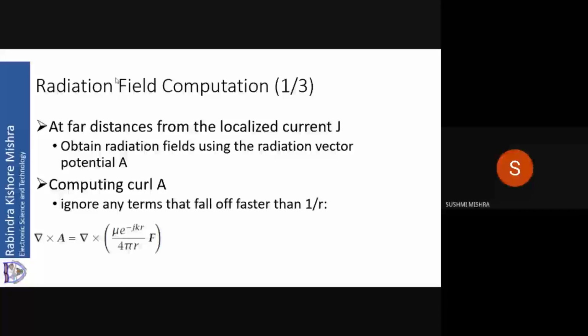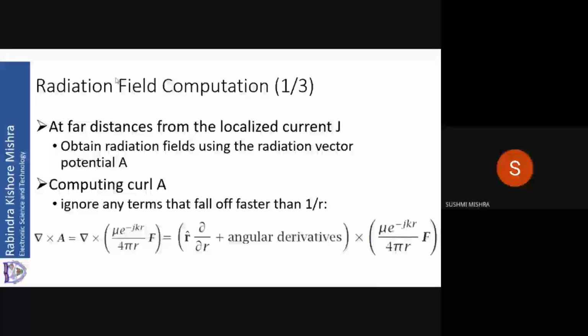So curl of A now will be curl of mu e to the power minus jkr upon 4 pi r into F, because A is equal to the bracketed term on the right hand side. The del operator is equal to r cap dou by dou r plus the angular derivatives. What are the angular derivatives? Dou by dou theta and dou by dou phi. So that is for del: r cap dou by dou r plus angular derivatives.